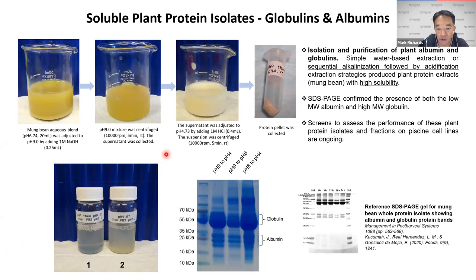And we have developed a low-cost extraction strategy, which gives high yield of plant protein. And we are currently assessing various protein isolates for their culture media performance. These protein fractions also show quite high solubility, which is an important factor in media development. In the future, we are paying closer attention to the low molecular weight plant albumin fractions for this part of the work. So screens are ongoing, different protein isolates on our cell lines currently.